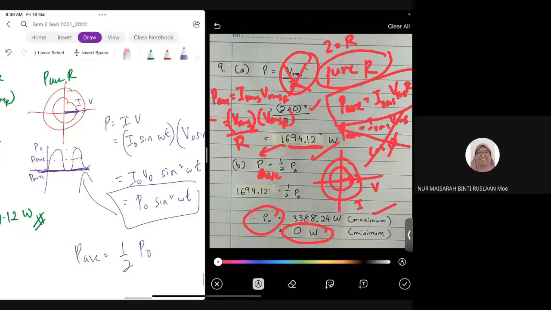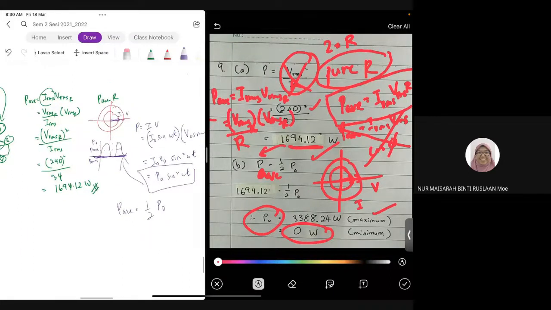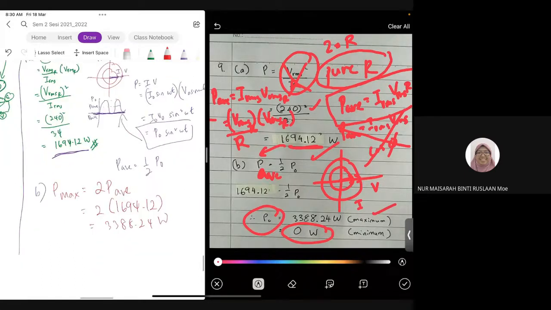Sebab yang awak kira tadi tu adalah P average. Ni. Saya tunjuk balik ni. Yang awak kira tadi tu adalah P average. Awak dapat nilai ni. So soalan number B, they ask you to calculate P maximum. So P maximum adalah 2 kali P average lah. So you 2 darab 1694.12. So you akan dapat 3388.24 watt. Okay, how about P minimum? So jawapan dia 0 watt. Mana dapat ni? Semua ni berdasarkan graf ini.